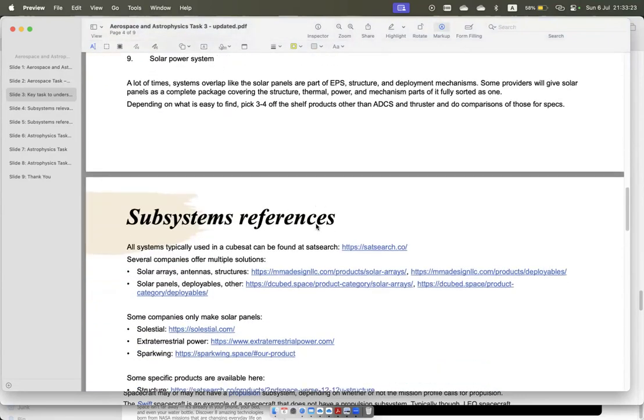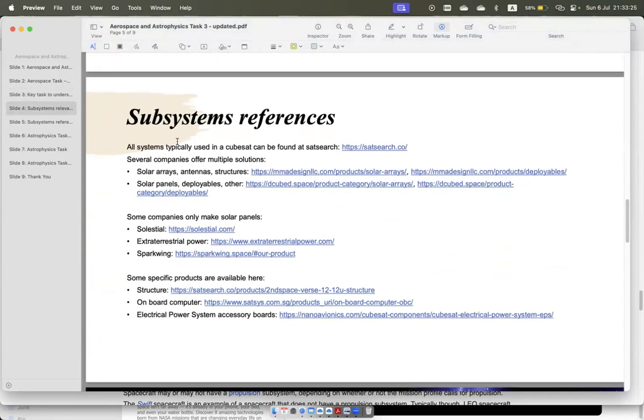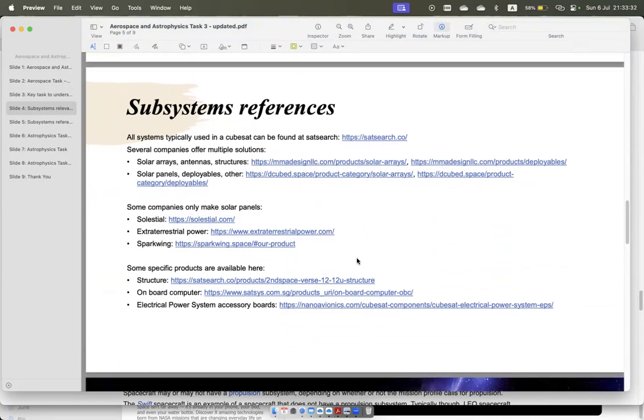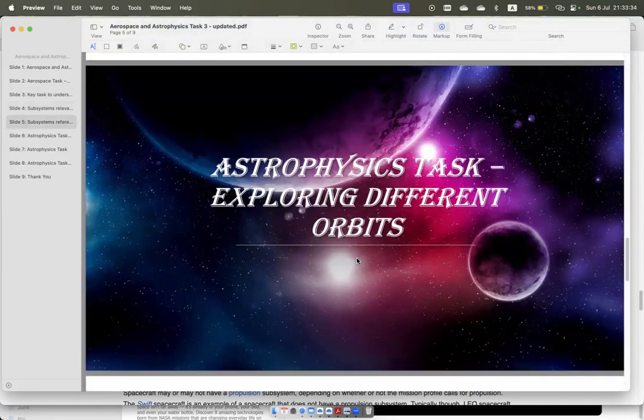Okay. And then we have some reference notes here. Once you receive this, you'll be able to see some of these companies and what they're building. So that's all on the aerospace side.